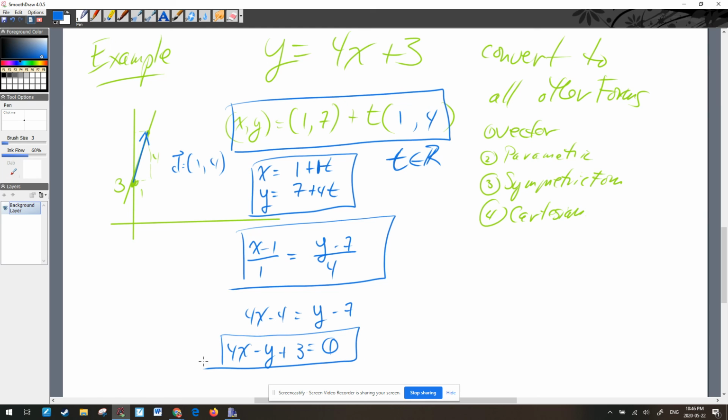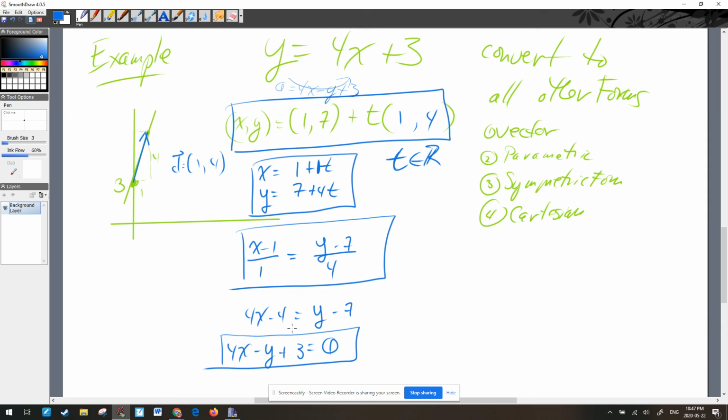Now, hopefully you could have just looked up. I made a mistake. Where did I make a mistake? Negative 4. Negative 7. Positive 3. I made a mistake somewhere. Did I? No, I didn't. Okay, we're good. I could have just rearranged this equation to get the Cartesian form, right? I could have lobbed the y over, and it would have been 0 equals 4x minus y plus 3, which is what I have.